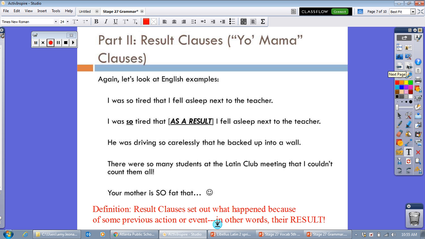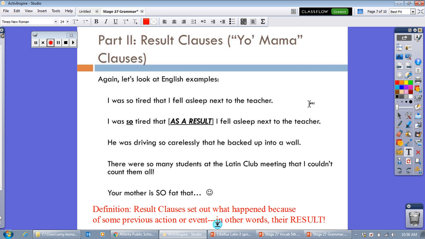Result clauses, also known as yo mama clauses. Okay, let's find out what that's all about. Some English examples of result clauses. I was so tired that I fell asleep next to the teacher. It could also be said, I was so tired that, as a result, I fell asleep next to the teacher.